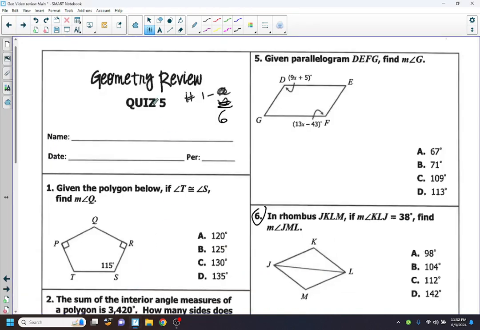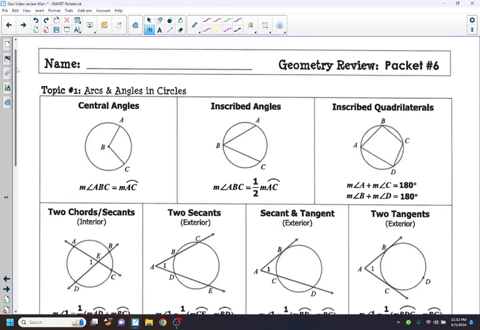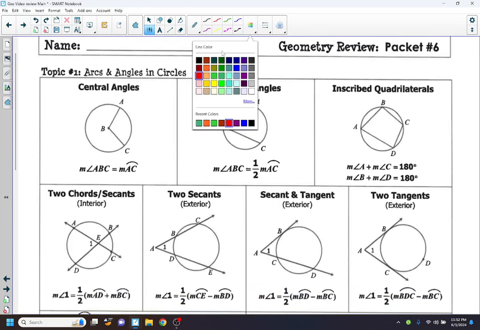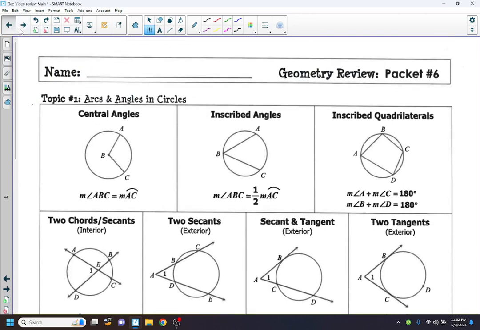All right. As I said, ignore the stuff on this page about any points. Just focus on what I just taught you. Those are how the questions will look. All right, on to circles.